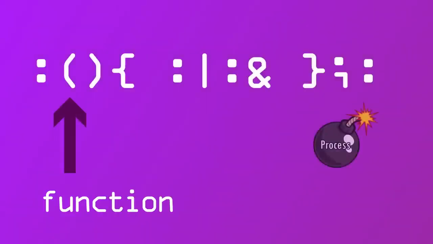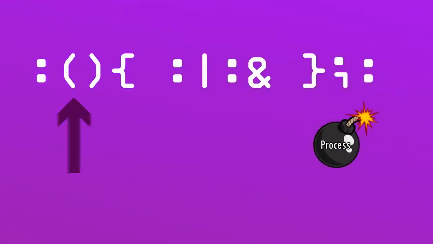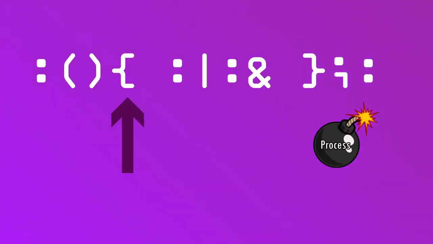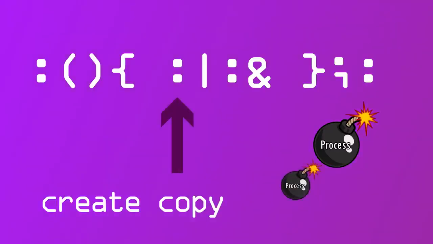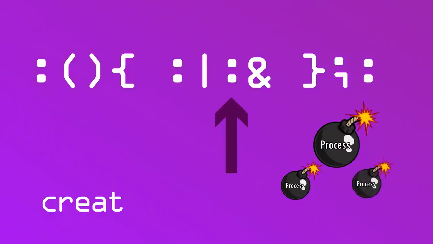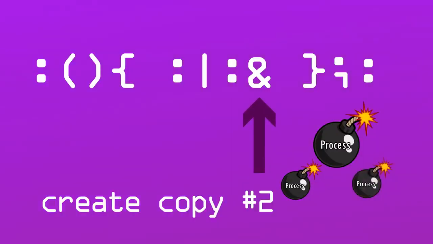So how does a fork bomb work? The first three characters here define a function with the name colon. And then next, we define the contents of that colon function. Inside of that function, we call the colon function again, creating function copy number 1. Copy number 2 is created by piping the results of copy 1 into another call of the colon function, which is backgrounded by the ampersand.